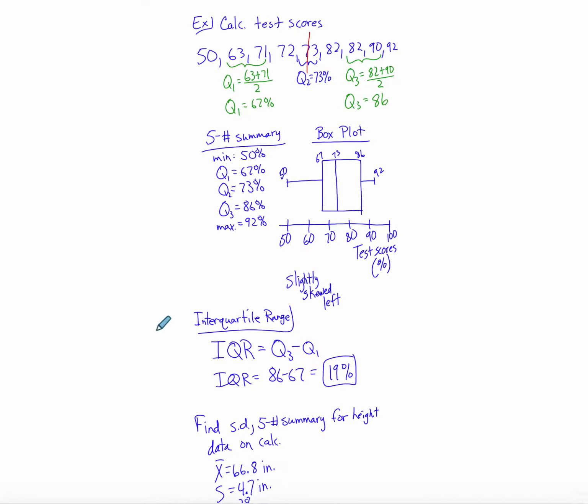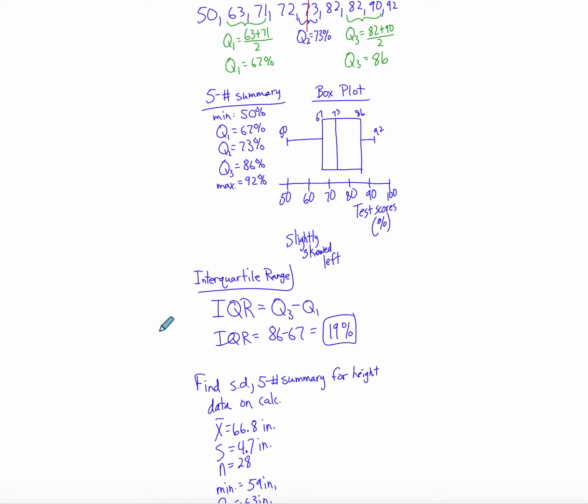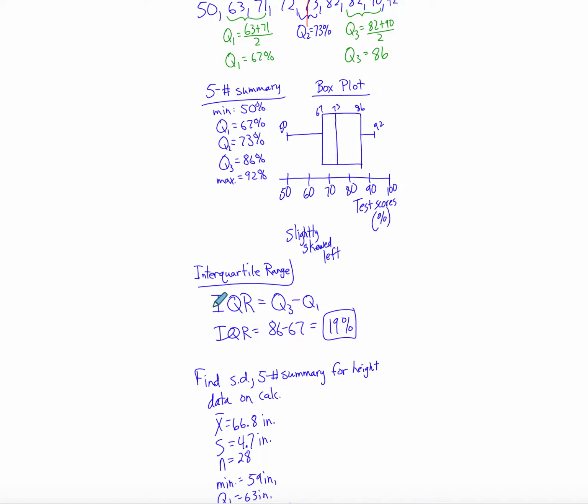There is something called an interquartile range. IQR, and it's just Q3 minus Q1. So you just take 86 minus 62, gives you your 19%. Again, these are percentages because those are the units. I should mention that standard deviation, same thing. Standard deviation is the same units as your variables had, or your data had.